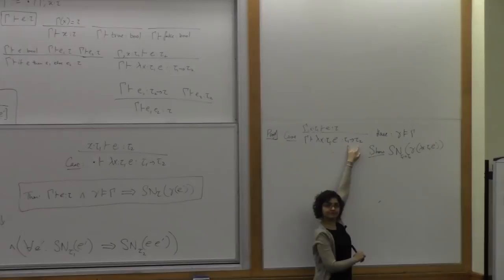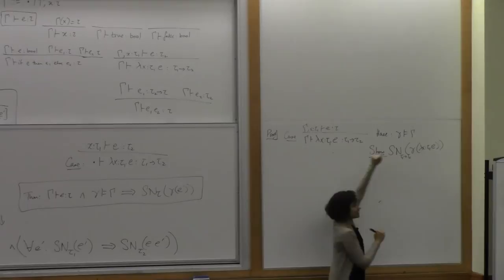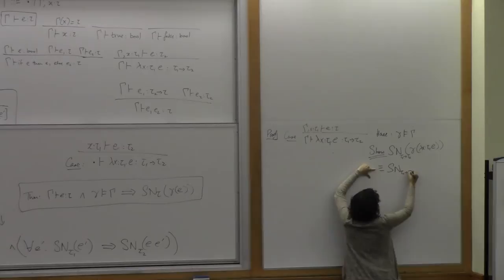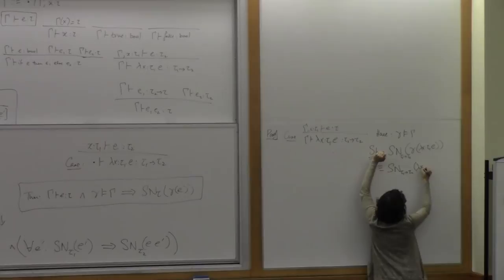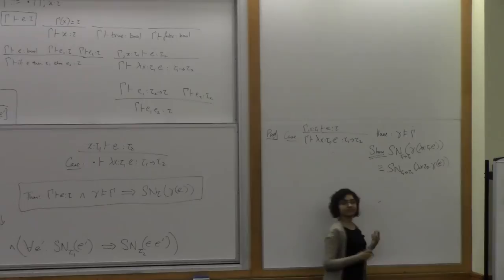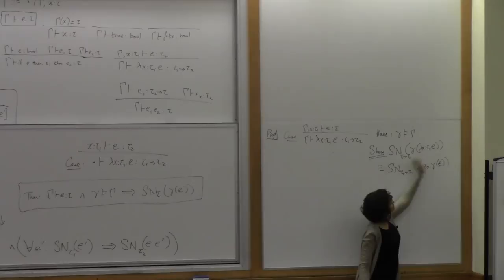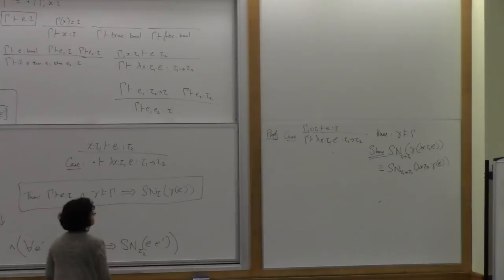Okay? Now I am again going to do my usual trick of pushing the substitution in. So it suffices to show this equivalence statement that lambda x colon tau 1 dot gamma e is strongly normalizing. Right? Gamma contains substitutions for the variables. This type doesn't have any variables. So we can just push the substitution into the body and get something equivalent. All right, so that's what we have to show.